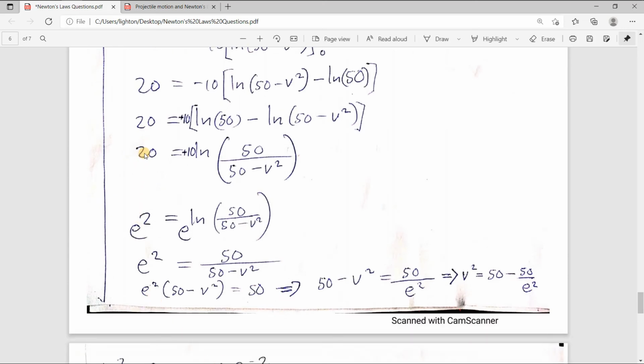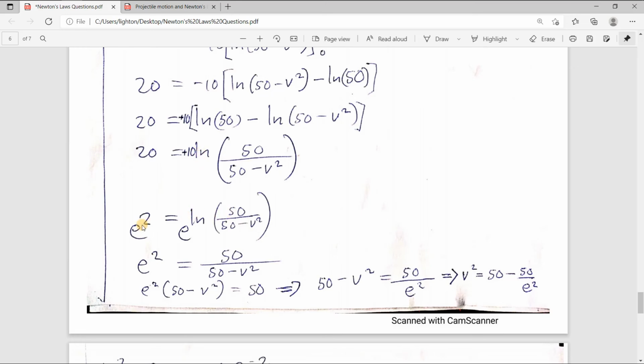So from here we can have 20 equals 10 ln 50 over 50 minus v squared. We have that expression. Okay, so at this point we can now divide both the left and the right side by 10. You see there's a 10 here and there's a 20. They can divide to simplify. So 10 into 20 will just be 2, which is this 2. And 10 into 10 is just 1.